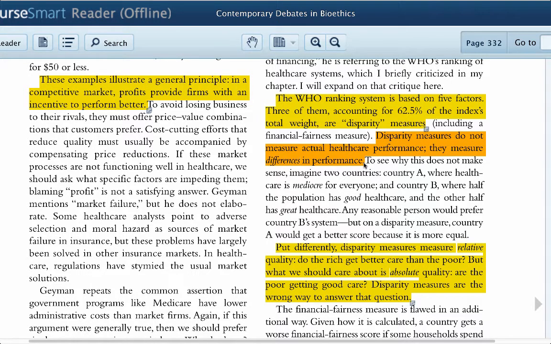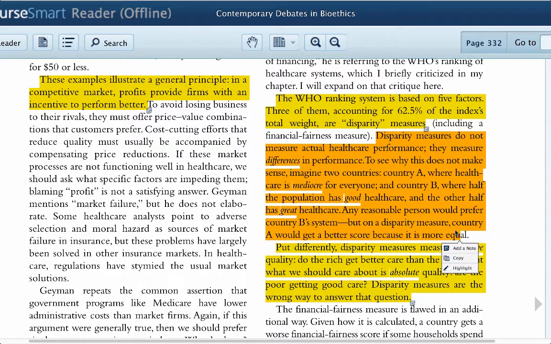He goes on, to see why this does not make sense, imagine 2 countries. Country A, where healthcare is mediocre for everyone, and country B, where half the population has good healthcare and the other half has great healthcare. Any reasonable person would prefer country B's system, but on a disparity measure, country A would get a better score because it is more equal.